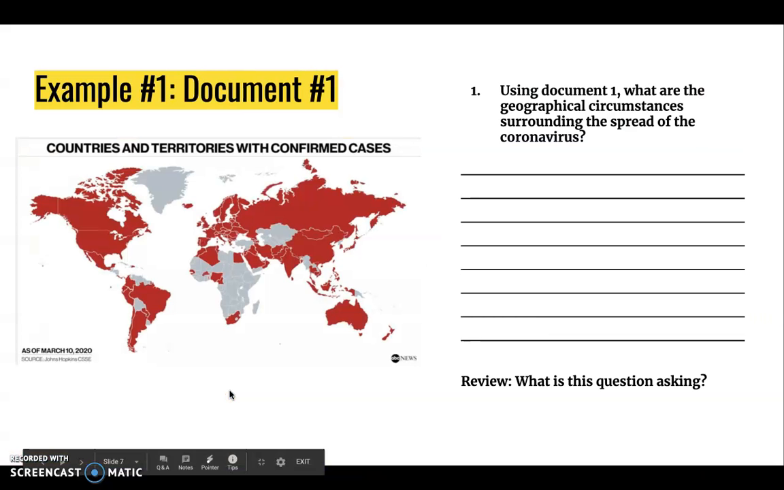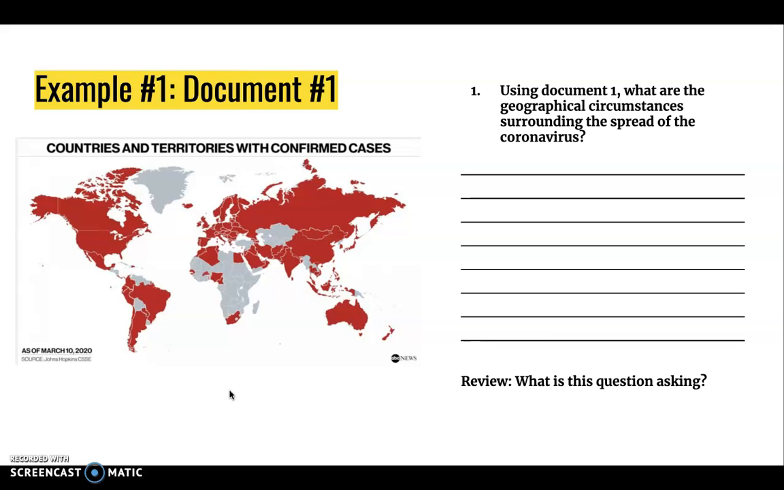And you have these documents in front of you, and I've used the current COVID crisis pandemic as our first example. So here we have, okay, and we're going to do the whole CRQ, the whole part of it. So here we have our first example, and our first document from this example is a map of the countries and territories with confirmed cases of COVID. And I know it doesn't say COVID on here because it got cut off, so I'm telling you, okay? So using document 1, what are the geographical circumstances surrounding the spread of the coronavirus?